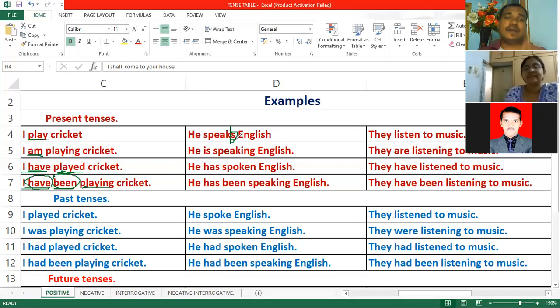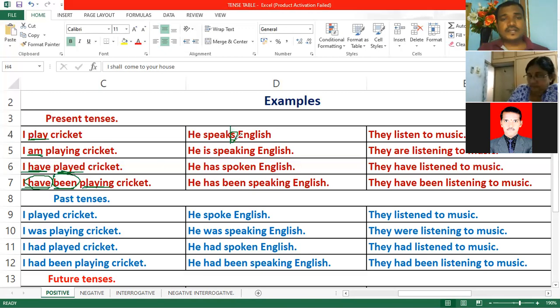So we need to add s or es to the base form of the verb in present tense, when we are talking about third person singular. If the subject is third person singular and the sentence is in simple present tense, we should add s or es to the verb. That is the rule. As per that rule, we added s to the base verb speak. He speaks English. That is simple present tense.